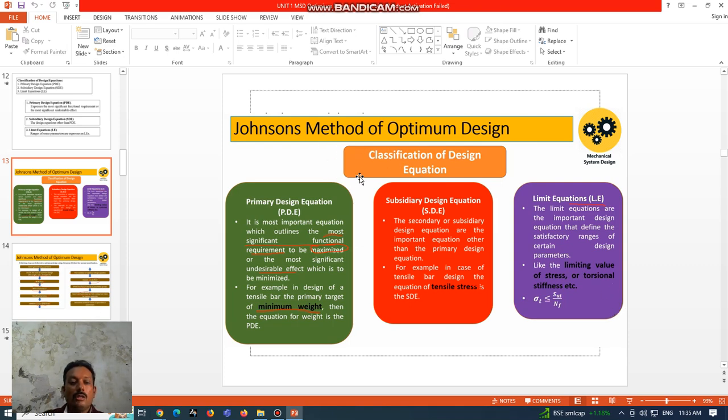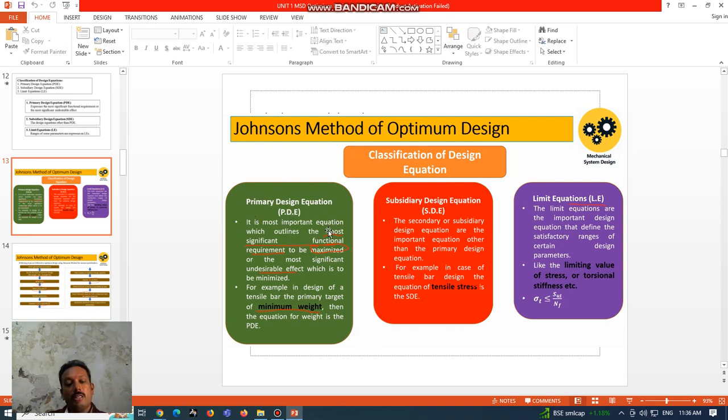In any design procedure, a number of design equations are used. In Johnson's method, these design equations are categorized into three types. Number one is the primary design equation, that is P.D.E. Then number two is the subsidiary design equation, and number three is the limit equation, LE.